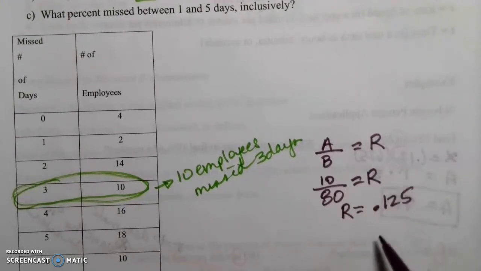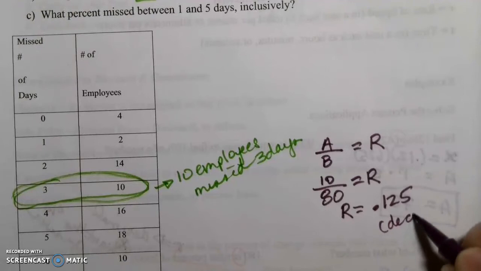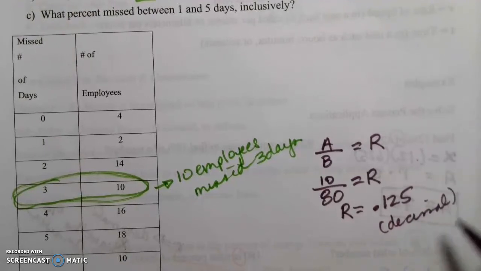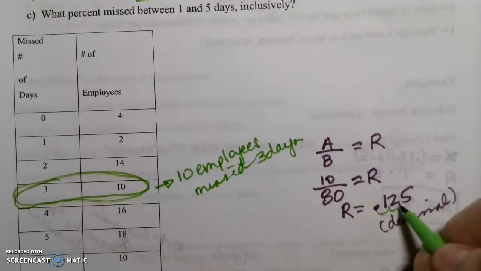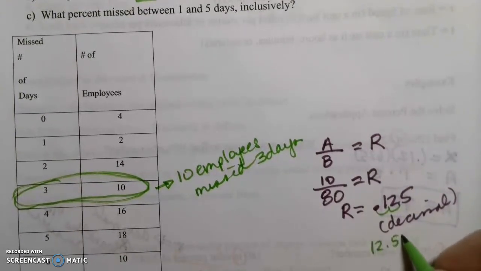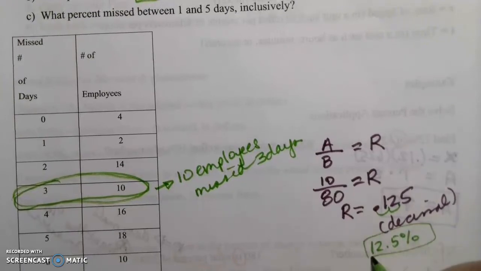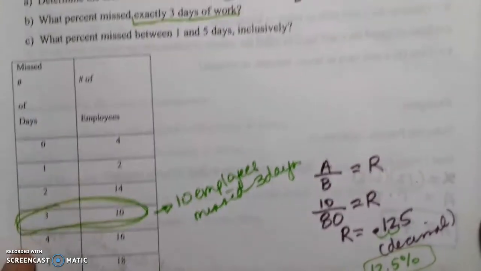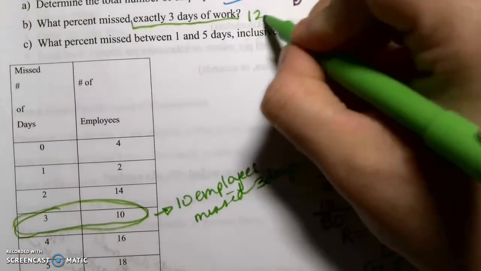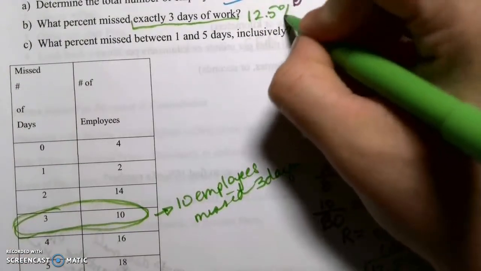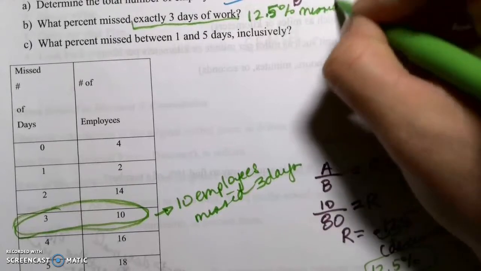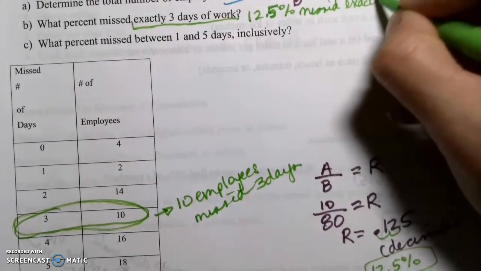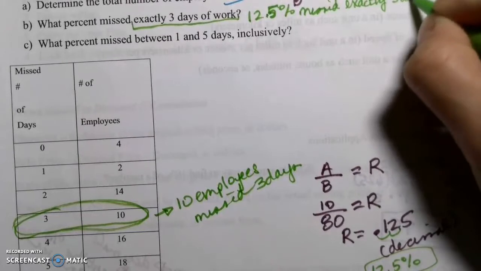Now remember, this is still a decimal. So we need to move the decimal point 2 places to the right to make a percent. So 12.5% would be the answer that we are looking for. And that's going to mean, back up here at the question itself, 12.5% missed exactly 3 days.